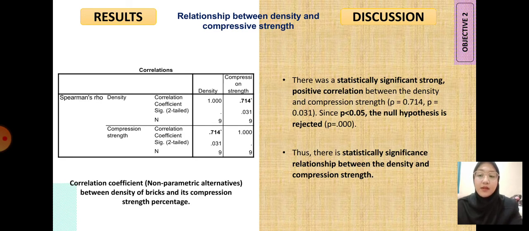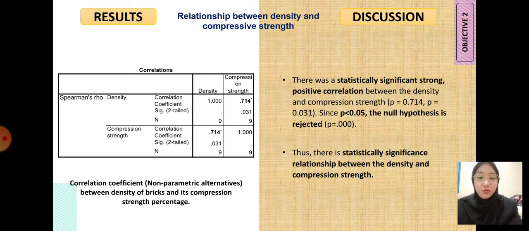Second, this is the relationship between density and compressive strength. The table shows the correlation coefficient for density of brick and compression strength percentage. There was a statistically significant strong positive correlation between density and compression strength.